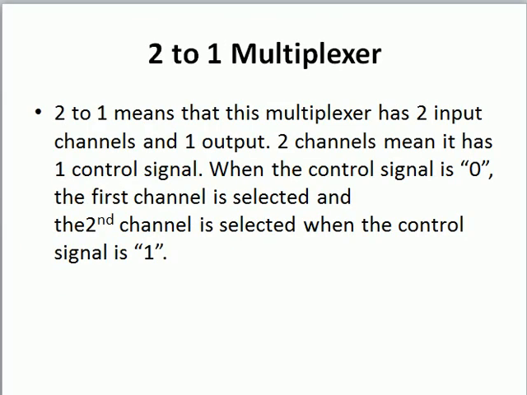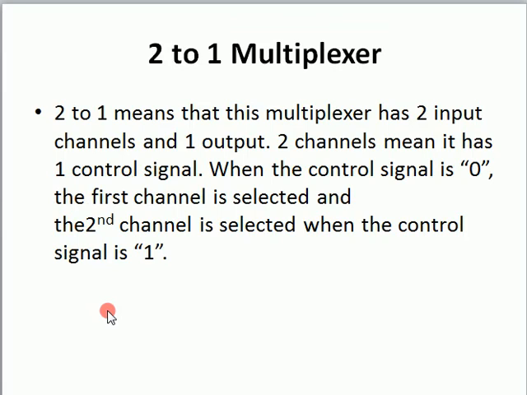First of all we will discuss the 2 to 1 multiplexer. 2 to 1 means that this multiplexer has 2 input channels and 1 output. 2 channels mean it has 1 control signal, or 1 select line.